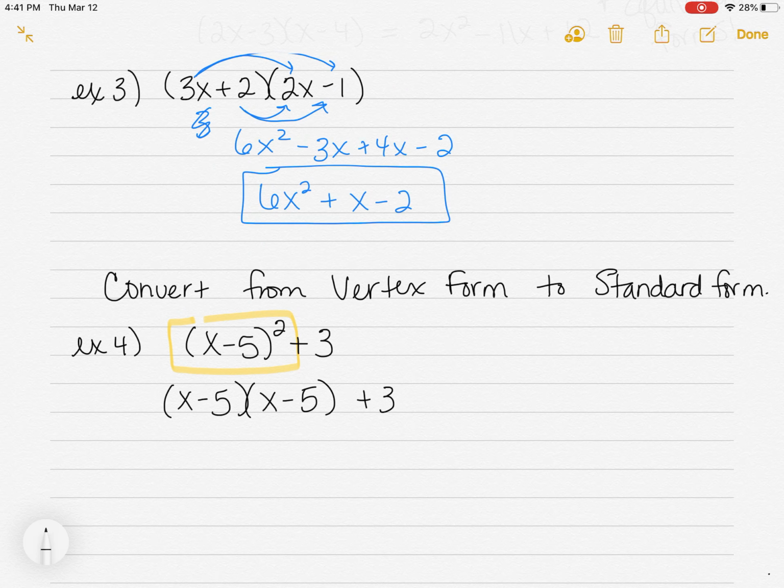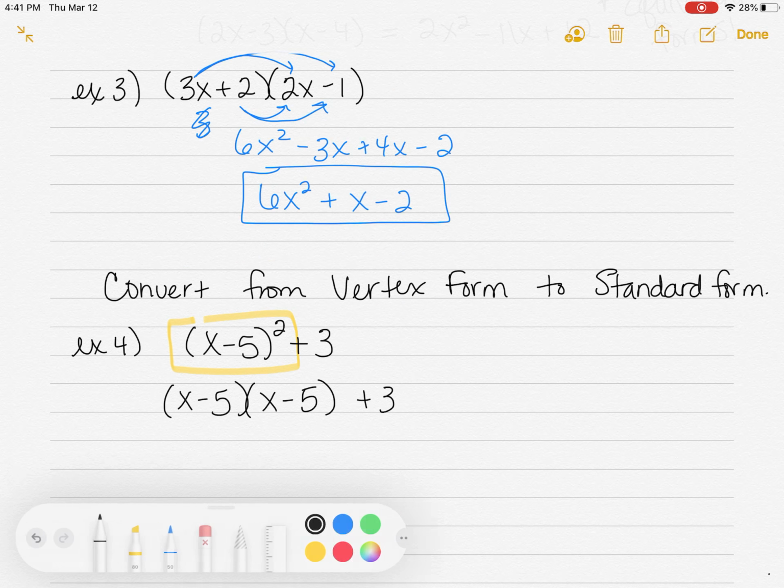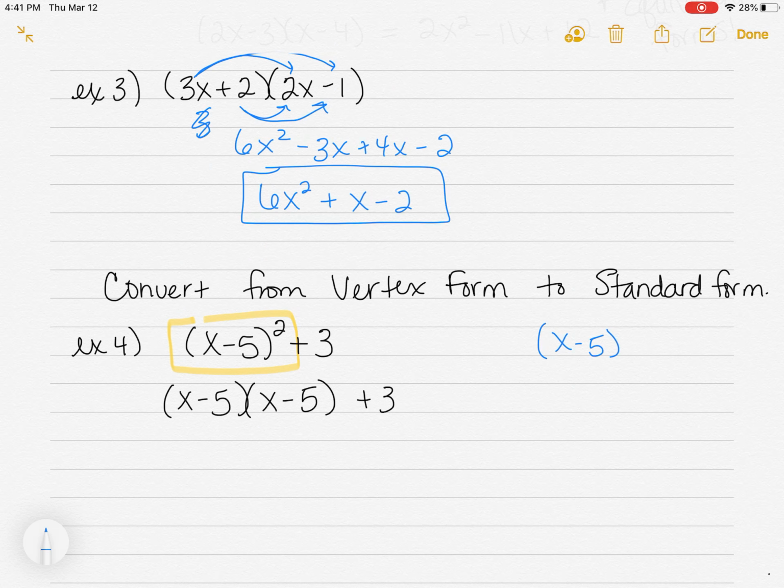Okay, that's important because a lot of times students will say that x minus 5 squared equals x squared plus 25, and that is definitely not the case. Okay, and that's because when you do that, you're forgetting those inner and outer terms from where you FOIL.